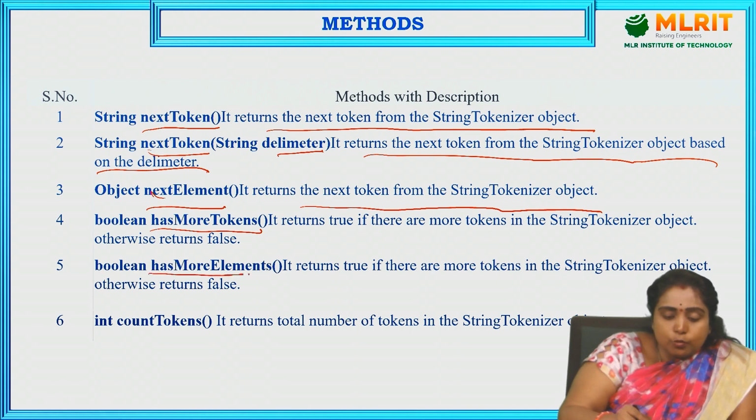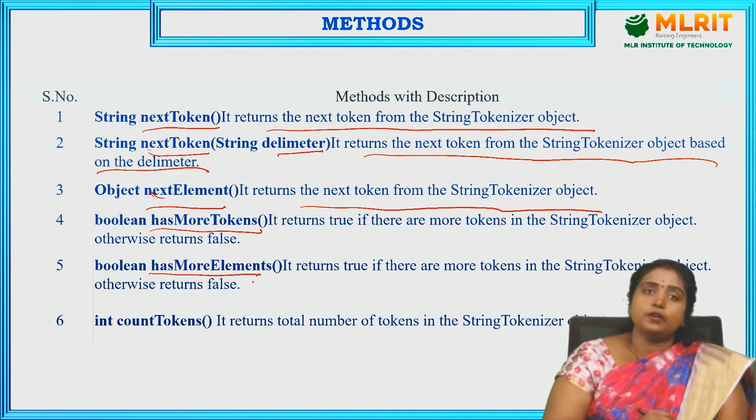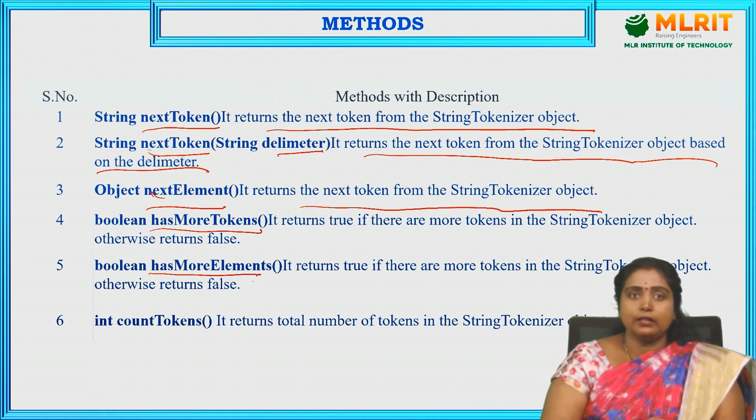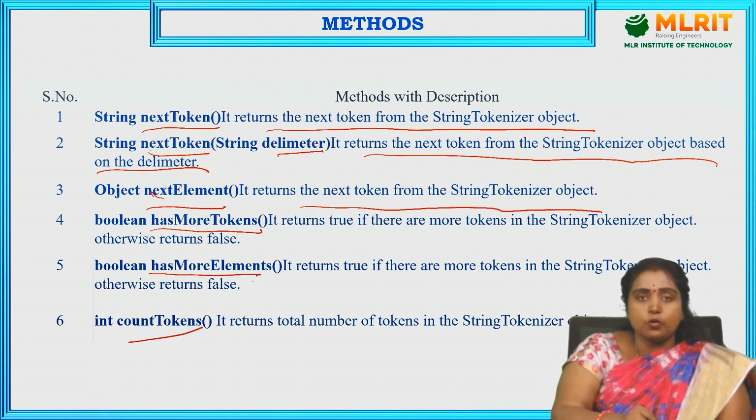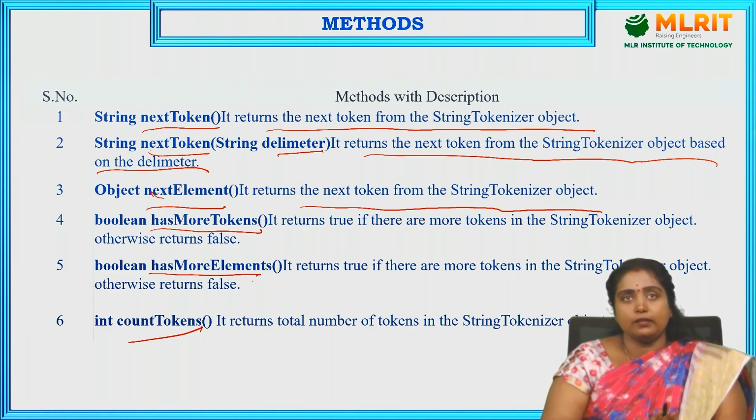And next, hasMoreElements. If you have more elements, then it will return true. If no elements are available, it will return false. countTokens will return the total number of tokens present in that particular string tokenizer object.